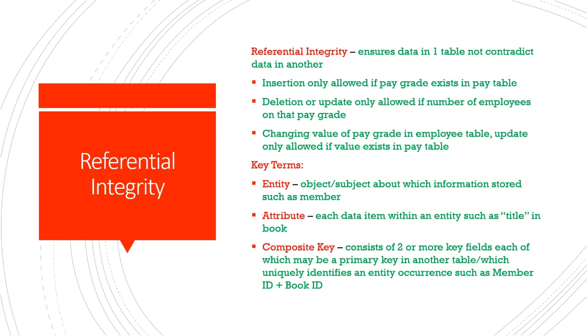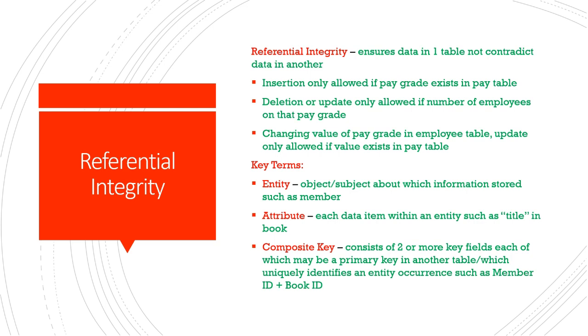You then have different key terms such as an entity, which we talked about when doing our ER diagrams. An entity is an object or a subject about which information is stored, such as a member. An attribute is about this entity, and it can be essentially what your column name will be. So it's like your title. So each data item within an entity, such as title in a book. So if you have your book table, then you have title, author, all of those. Those will all be attributes.